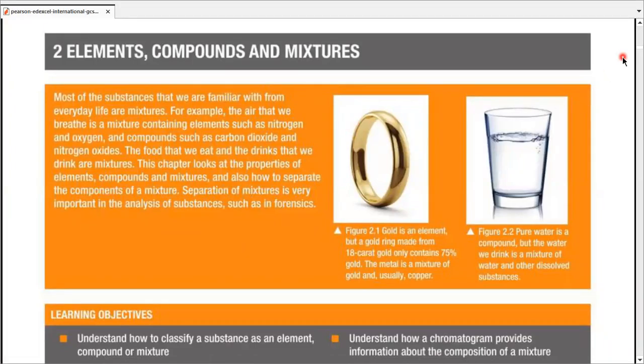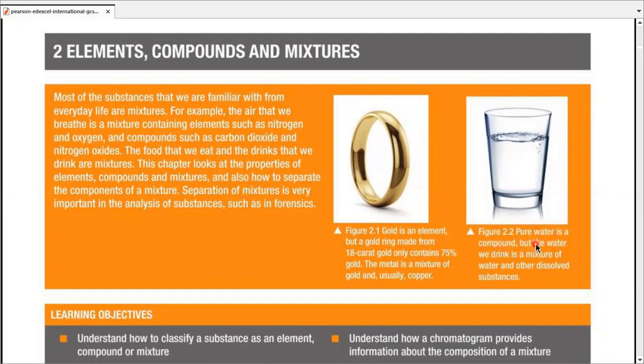So, second chapter: elements, compounds, and mixtures. They've given a few examples of the common daily life uses of some specific elements, compounds, or even mixtures. For example, you can see a gold ring. A gold ring is usually made up of 18 karat gold, which means a huge amount of gold, but a little amount of some other thing in the mixture, usually copper.